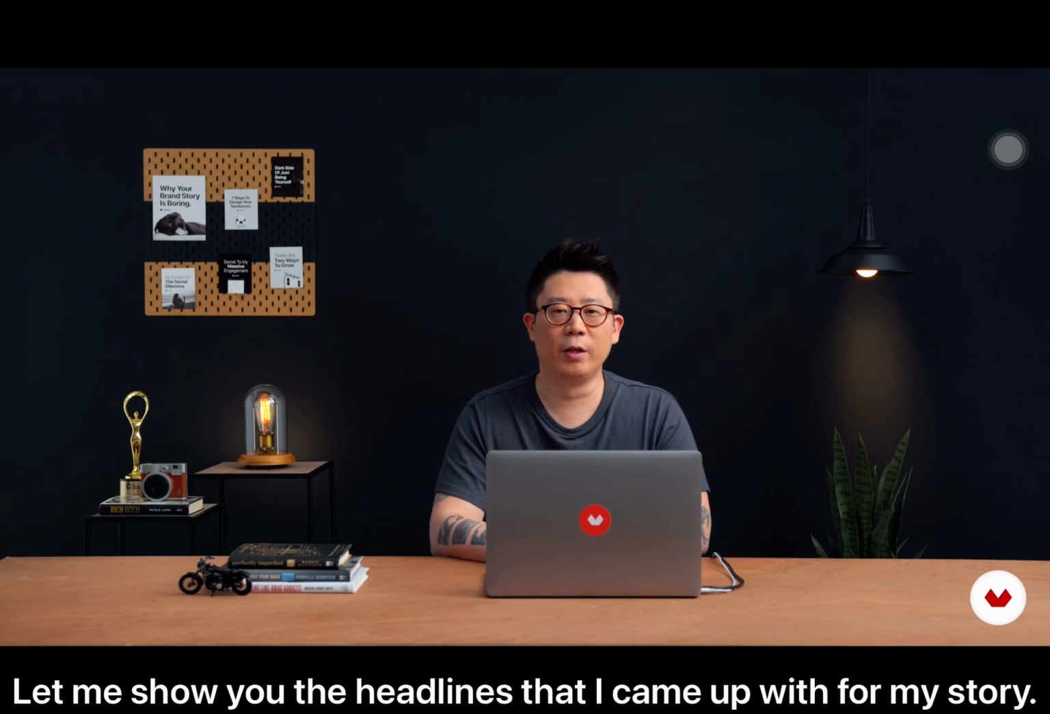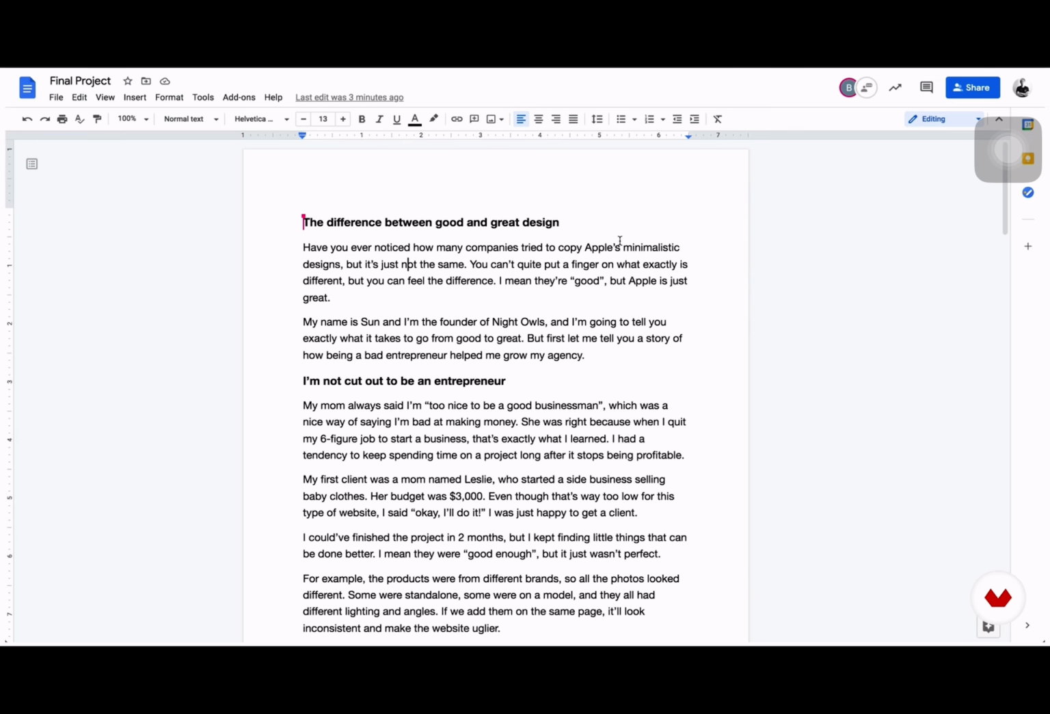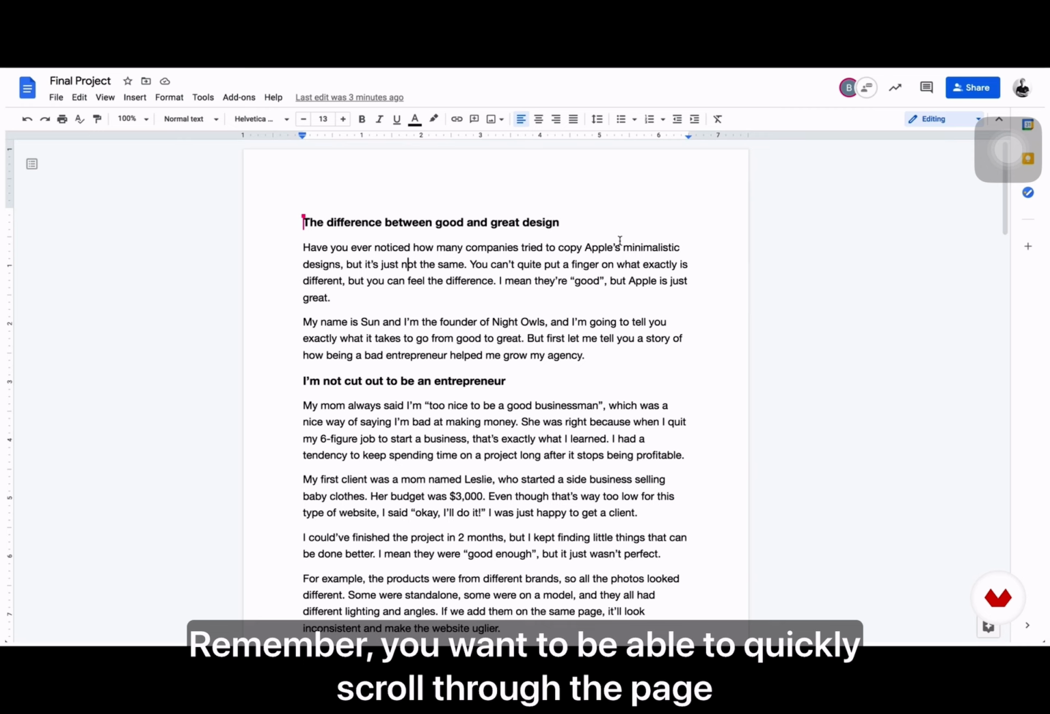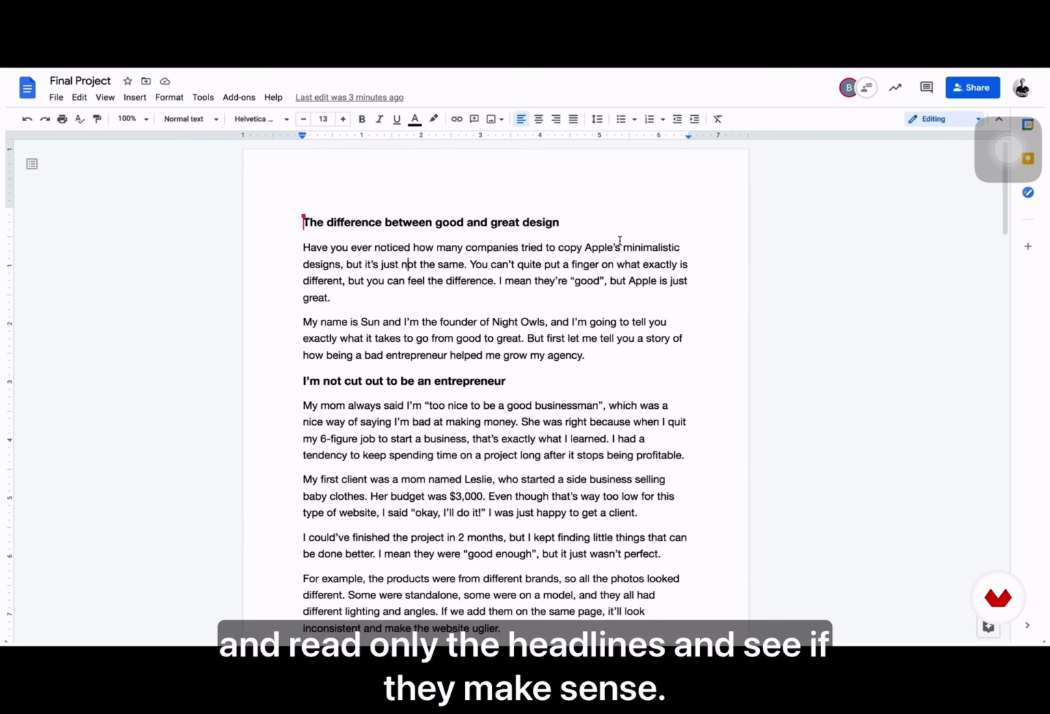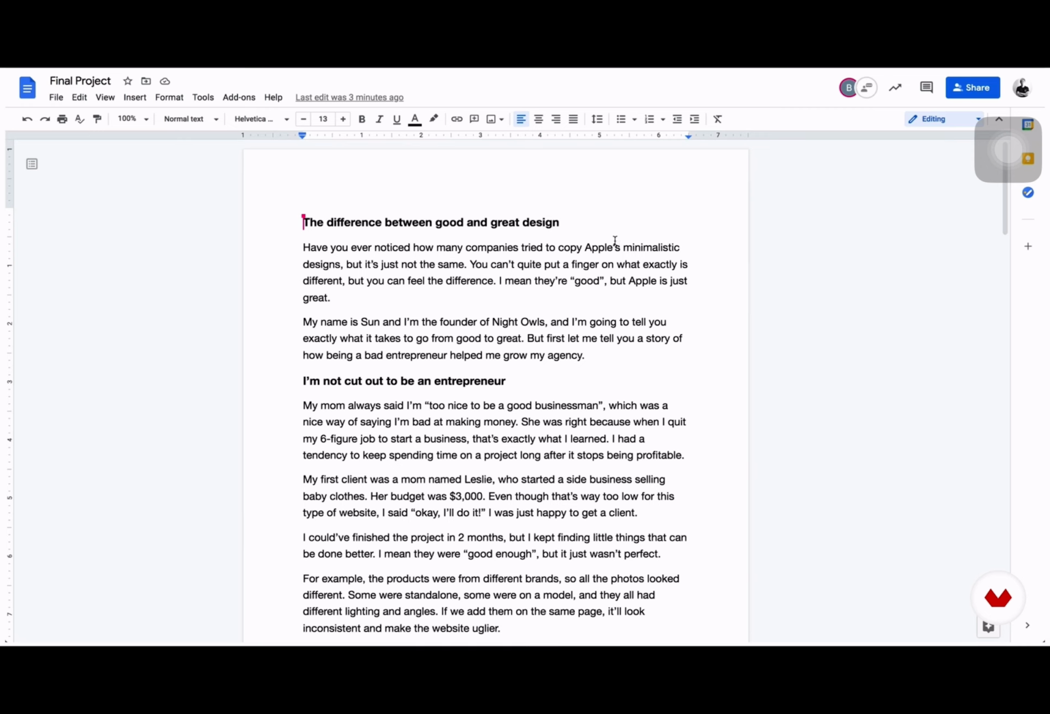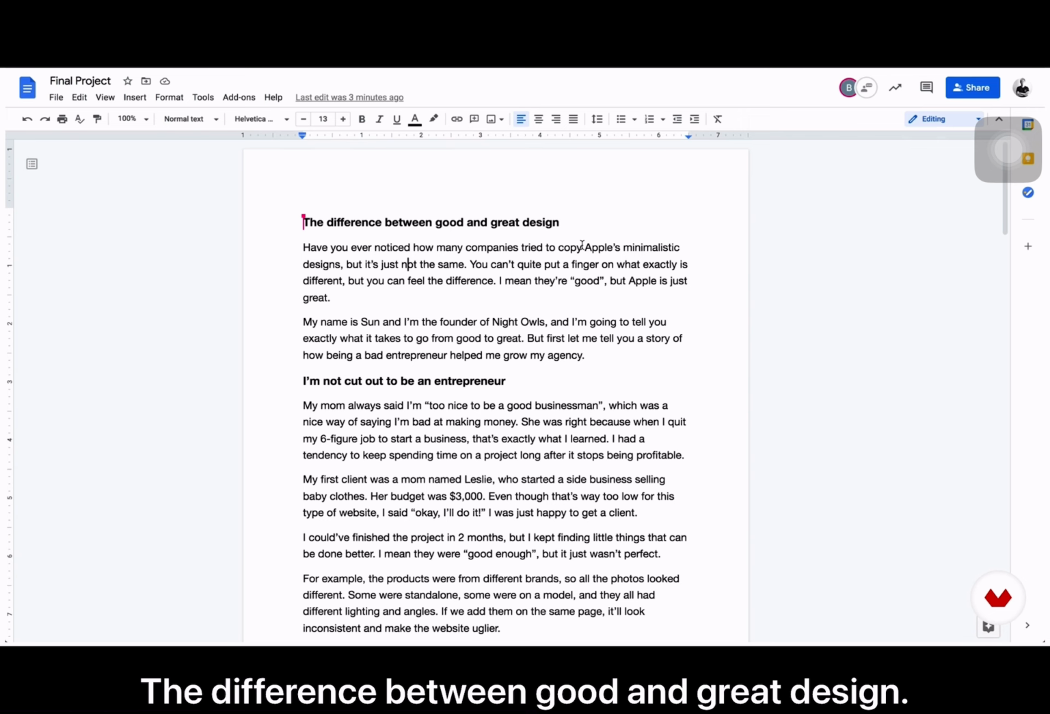Let me show you the headlines that I came up with for my story. Remember, you want to be able to quickly scroll through the page and read only the headlines and see if they make sense. The difference between good and great design.